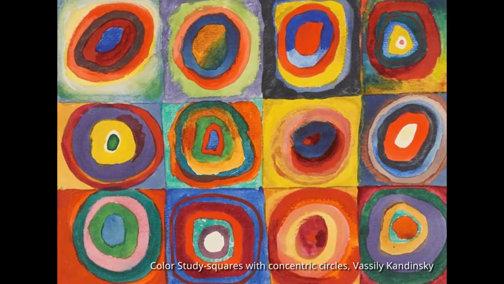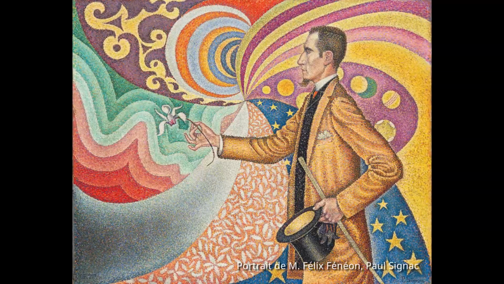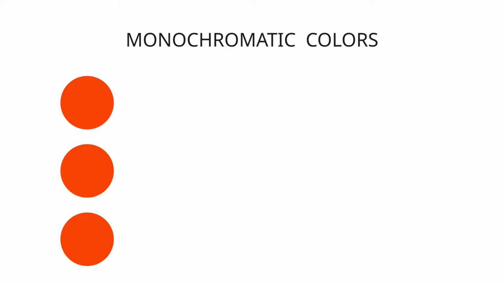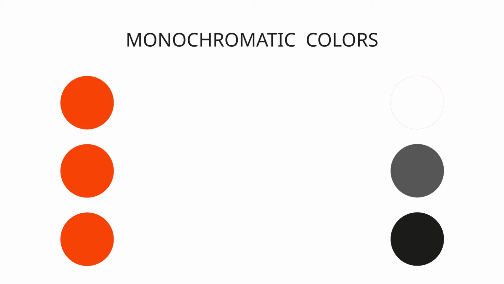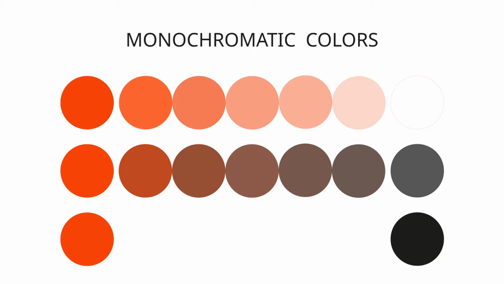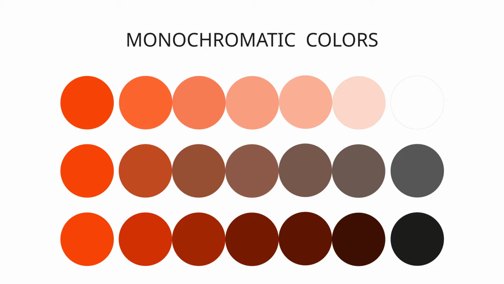There are many types of color schemes. These 3 are the most common. Monochromatic color scheme is using one hue and adding white, black, or gray to create tints, tones, and shades.